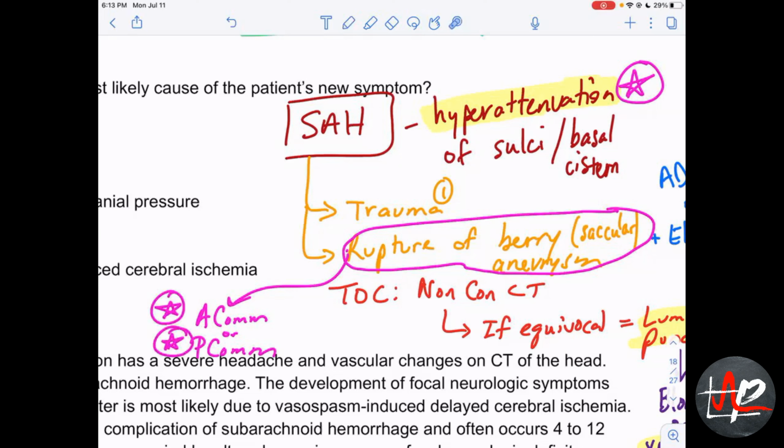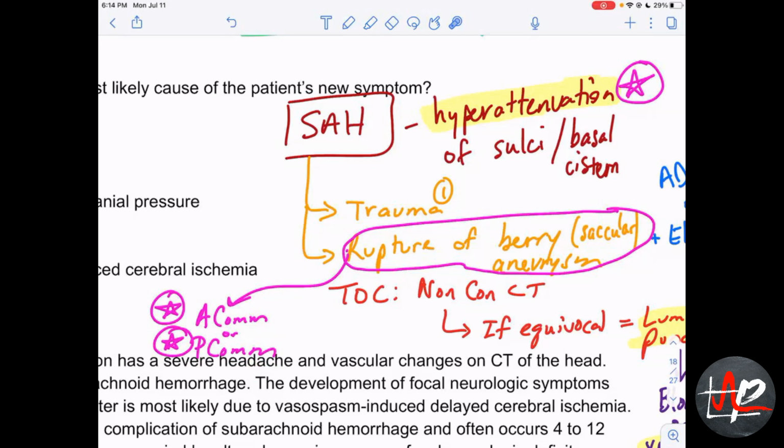And this is actually a question that I've seen before. So you need to make sure that you know it's the communicating arteries. It's not the anterior cerebral or the posterior cerebral, it's the anterior communicating artery and the posterior communicating artery. That's another thing that I got tripped up on before because I didn't realize it was the communicating branch.